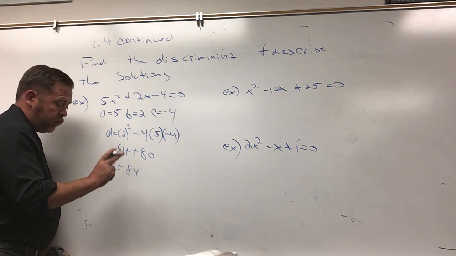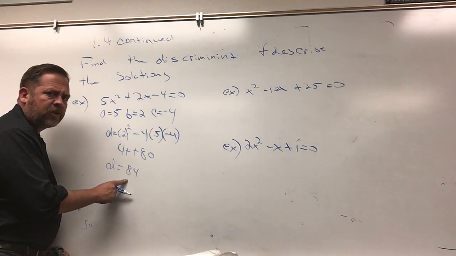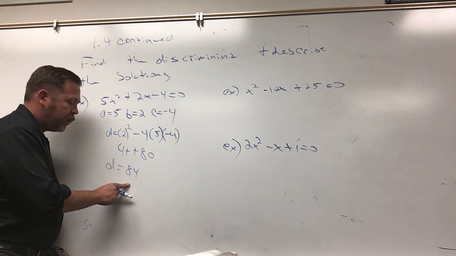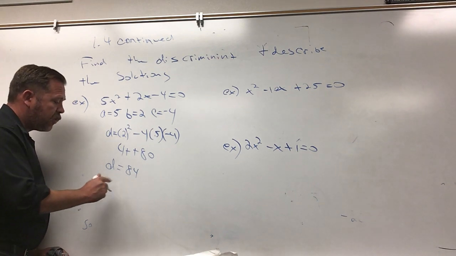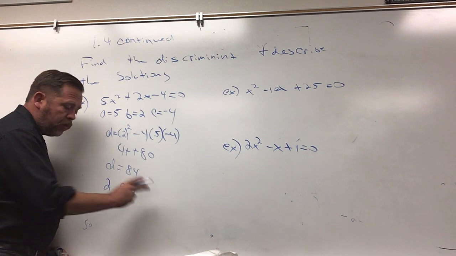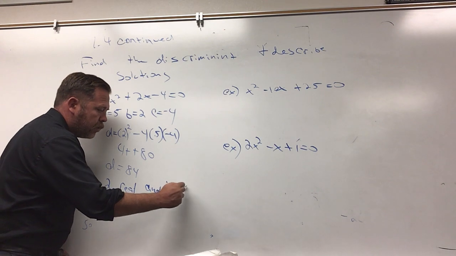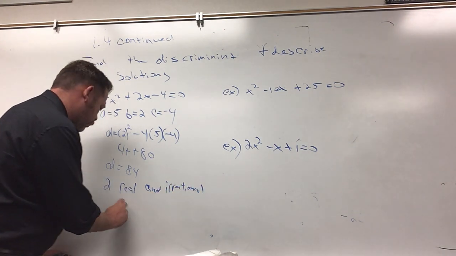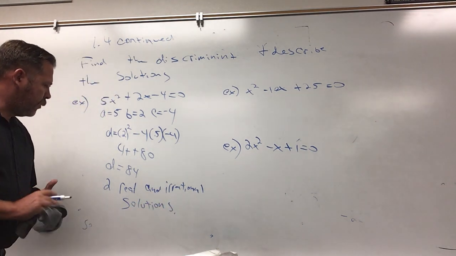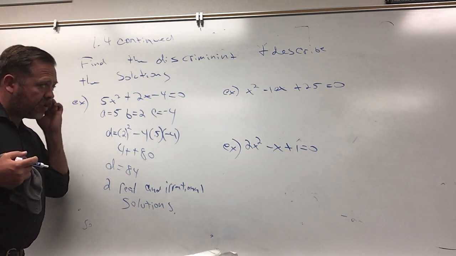So now, the discriminant is 84, that's positive, but 84 is not a perfect square. 81 is a perfect square. The next perfect square would be 100, and 84 is somewhere in between those two. It's not a perfect square. So these are definitely going to be two real and irrational solutions. Okay? So 2 real because it's positive, and irrational because 84 is not a perfect square.